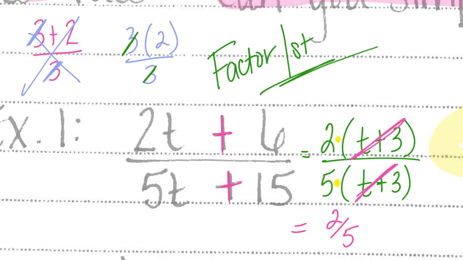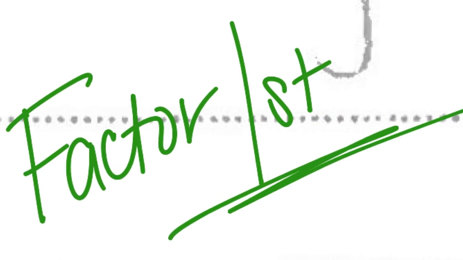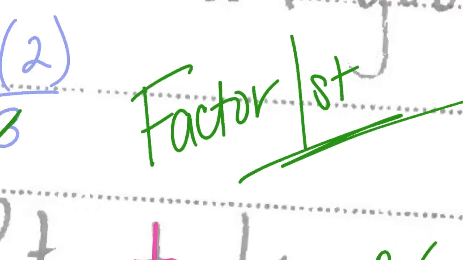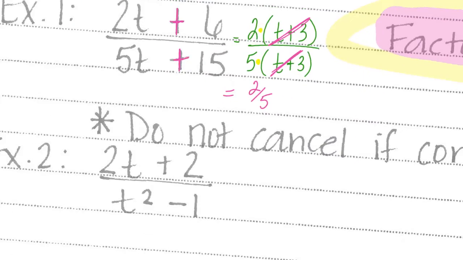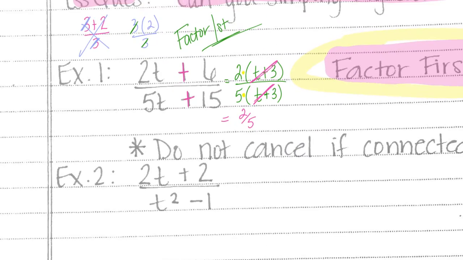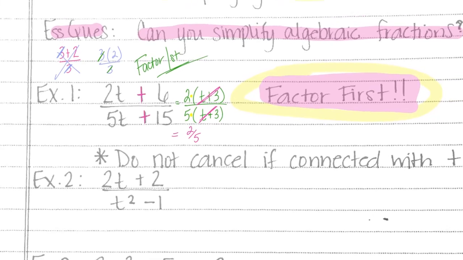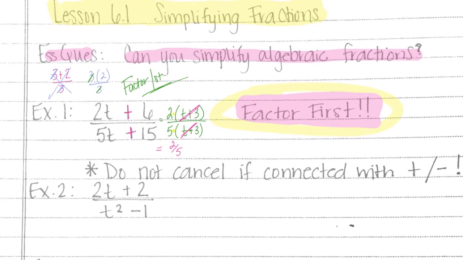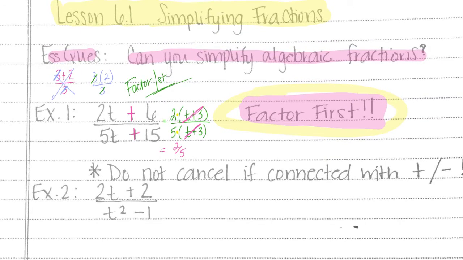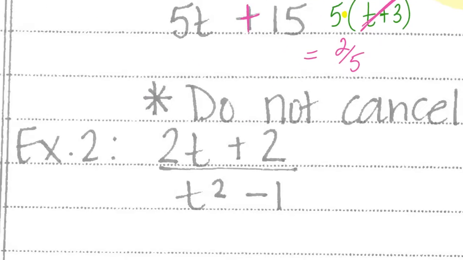Okay, so my biggest concern is that you know to factor first. And here I have a little reminder, do not cancel if things are connected with a plus and a minus. Okay, this happens a lot. People try to reduce. You can't reduce with a plus and a minus. So go back to what you know. Factor, factor, factor first. All right, so let's go ahead and look at example 2.